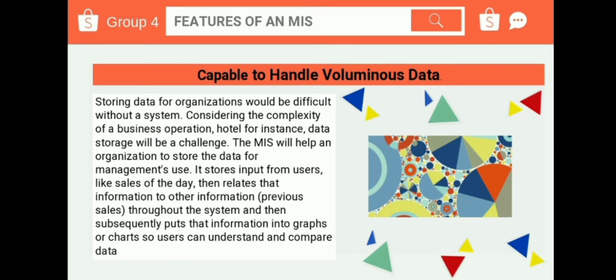It stores input from users, like the sale of the day, then relates the information to other information. Preview sale throughout the system and then subsequently puts the information into graphs or charts so the user can understand and compare data.